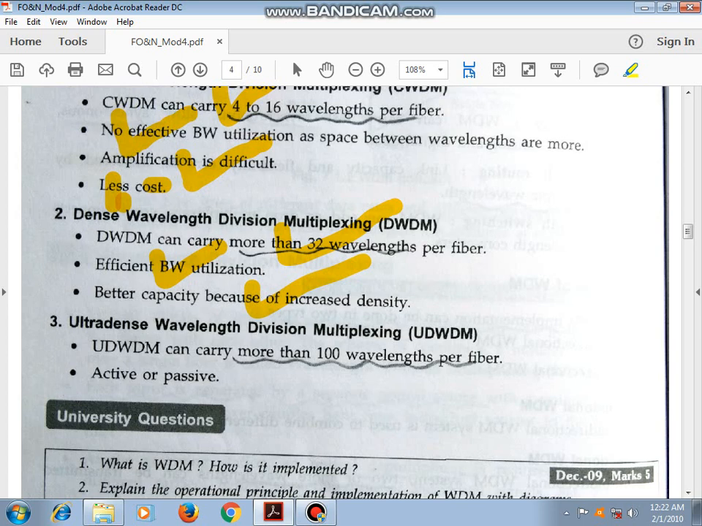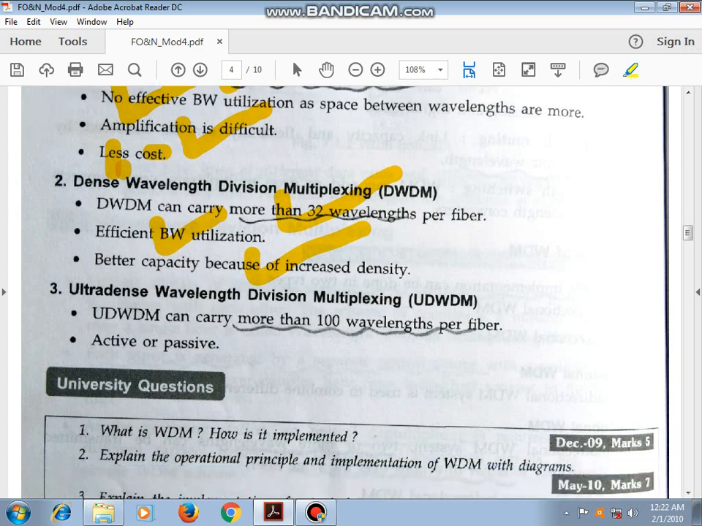Next, the third one is ultra dense wavelength division multiplexing. It can carry more than 100 wavelengths per fiber. The name itself gives you the information. It is supporting up to 100 transmitters and 100 receivers. This is the feature of ultra dense wavelength division multiplexing.